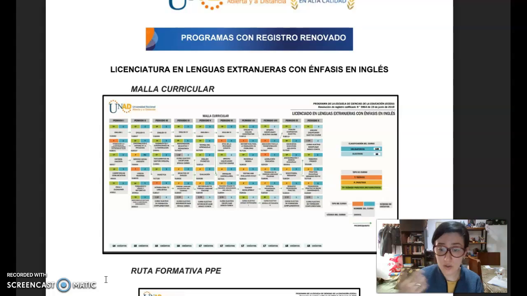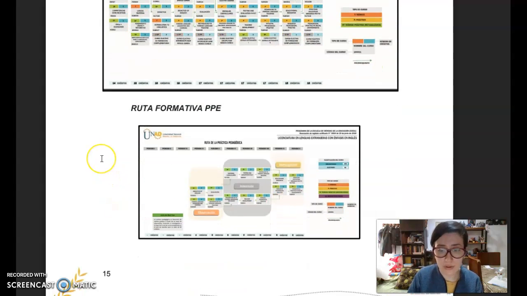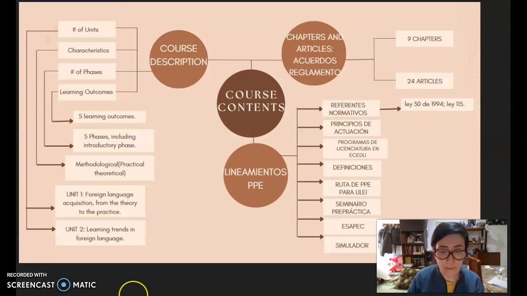For that, I wanted to show you a little bit of the curriculum of my career, as you see, and the route, the formative route, which is all the subjects that make the practical component of the career. Now, going back to my chart. That was the route for my career, which is foreign languages with emphasis in English.